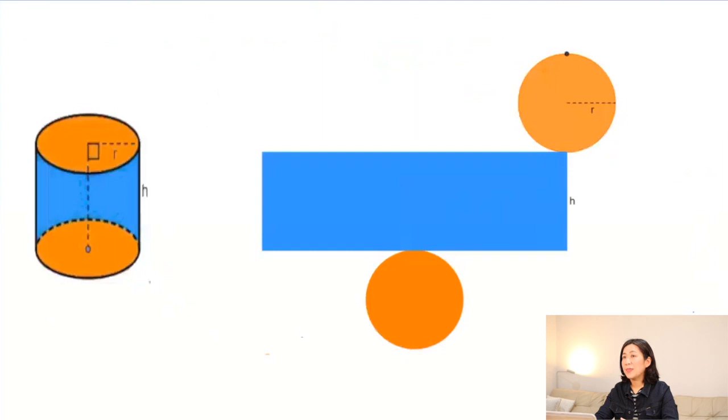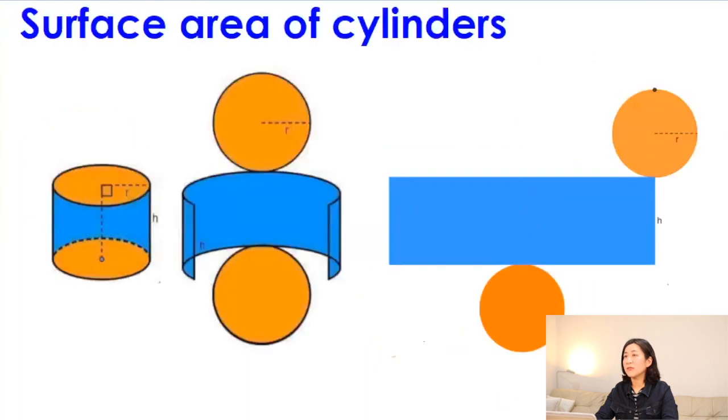Now we need to identify the parts. We know the two orange circles have radius r, then the rectangle's width will be the height of the cylinder, right? Then what's the missing part? We add up the two orange circles, and finally we add the third part, which is the rectangle. But what's missing? The missing part is the length of the rectangle, right? So let's think about the length of the rectangle.